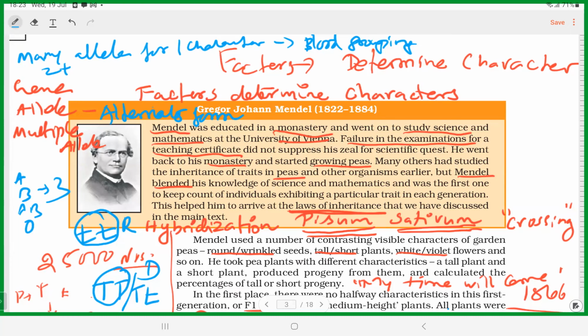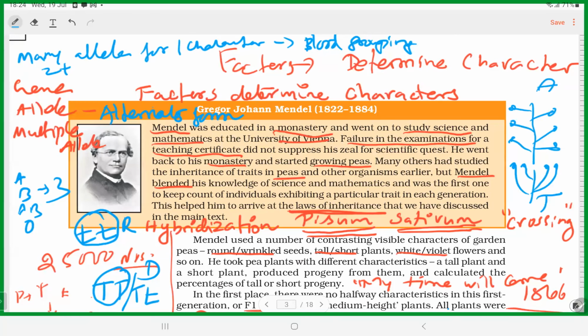Flower position, axial and terminal. What is axial? See, a plant is there, along all the axis, if flowering is there, then that is called what? Axial. Okay, terminal in the sense, only at the edge you can see the flower end. That is called what? Terminal. This is terminal, this is axial. Along all the axis. Can you understand? Flower position along all the sides or only on top? Fine.